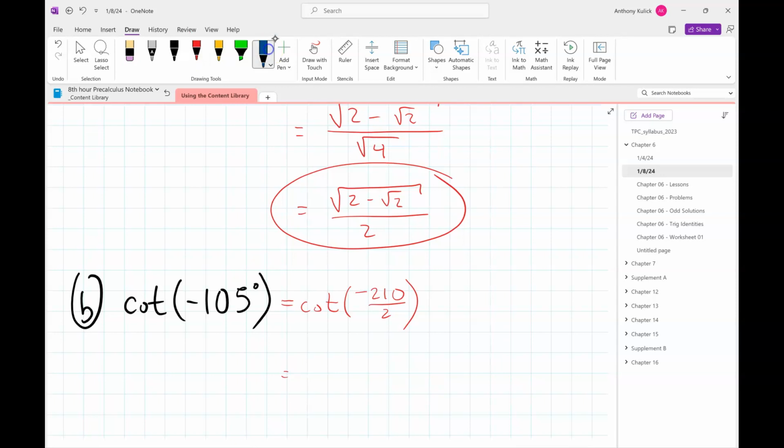150. Yeah, so if I add 360 to that, it's really the same thing as 150 over 2. And that 150 is definitely a unit circle angle, so we're good, right? Does everybody see what we did there? Okay.